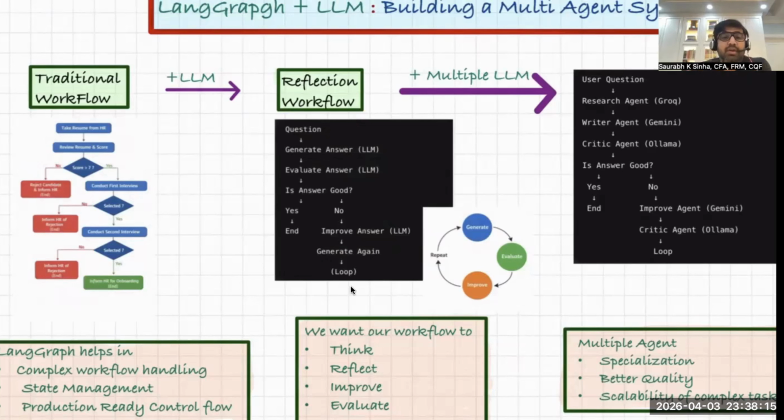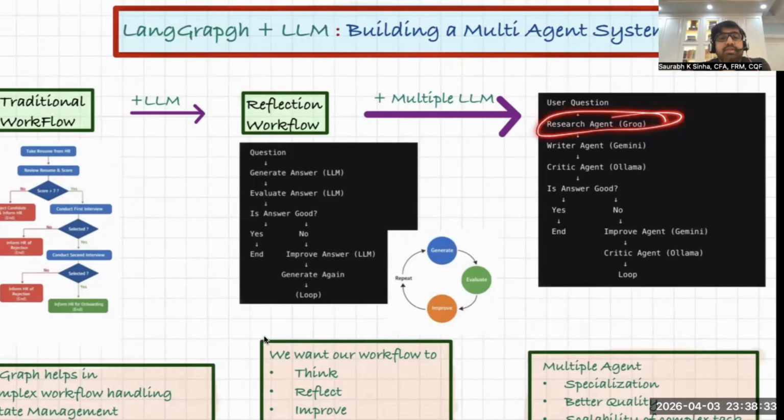Now let's compare it to the real world. Does the same human perform research, write content, evaluate it, and improve it? No. In the real world, research is done by a researcher. Writing is done by a writer. Evaluation is done by a reviewer or a critique. Improvement is done by the editor. Each person has what? A subject matter expertise. But in the reflection workflow, we were using the same LLM, Grok, for performing everything. This is not ideal. This is not what we do in the human world. So even when we introduce LLMs in the LLM world, this has to be respected. We need specialization. We need subject matter expertise.